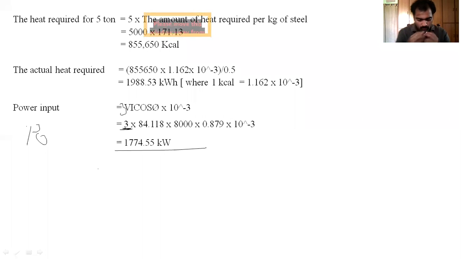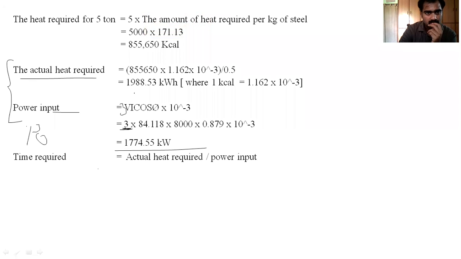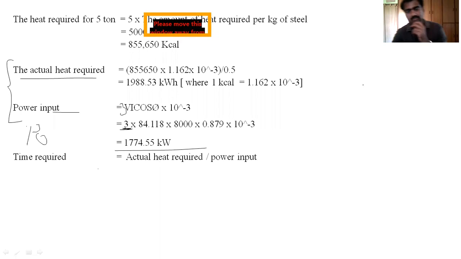Okay, so now we have to calculate the time requirement. Here, the actual heat we require for heating, divided by the power input, the ratio of these two terms gives your time requirement. So please calculate this: 1988.53 kilowatt hour by 1774.55 kilowatts. Please use your calculators.